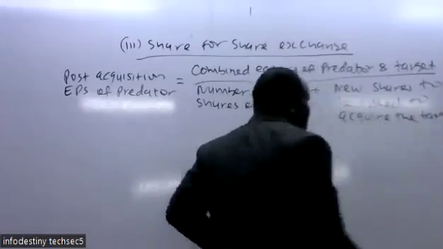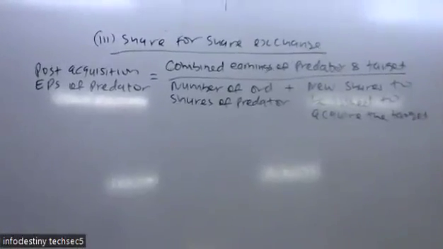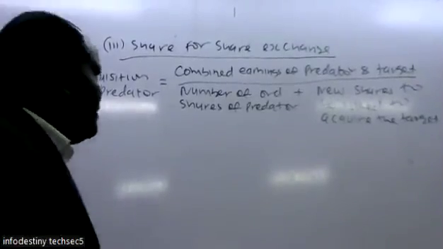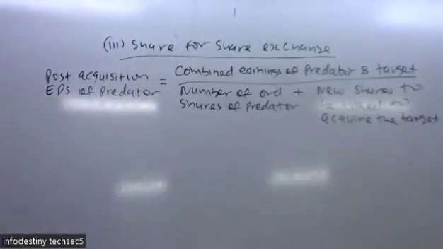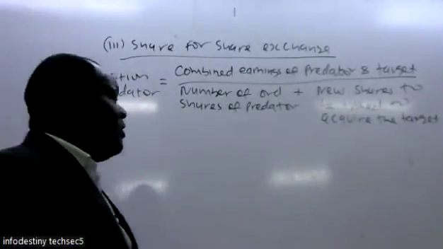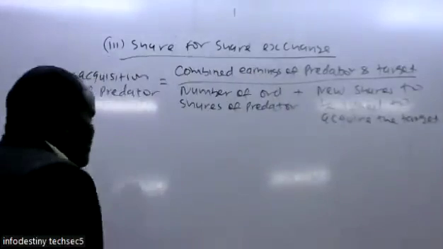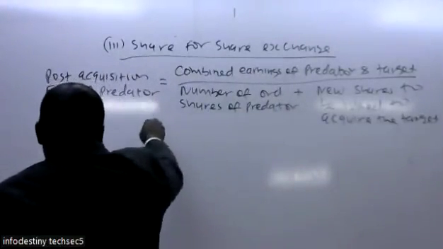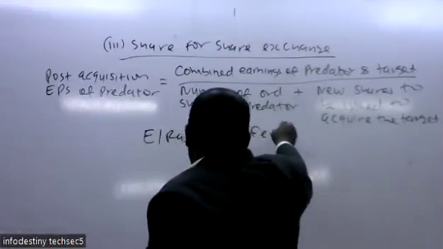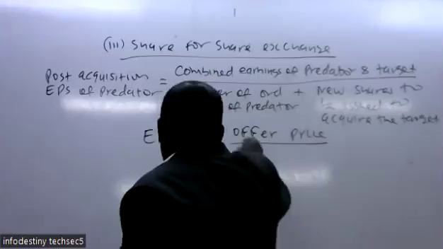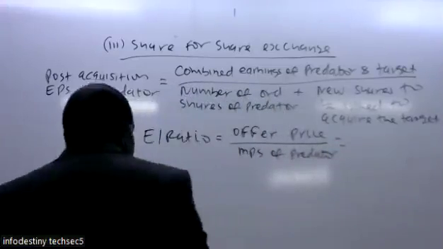So when you want to compute the earning per share of the predator, you come up with the combined earnings of the predator and the target, divide by the number of ordinary shares of the predator, then add the new shares to be issued to acquire the target. The key item is how to get the new shares to be issued. To compute that, we need to calculate the new exchange ratio, which is simply the offer price divided by the market price per share of the predator.